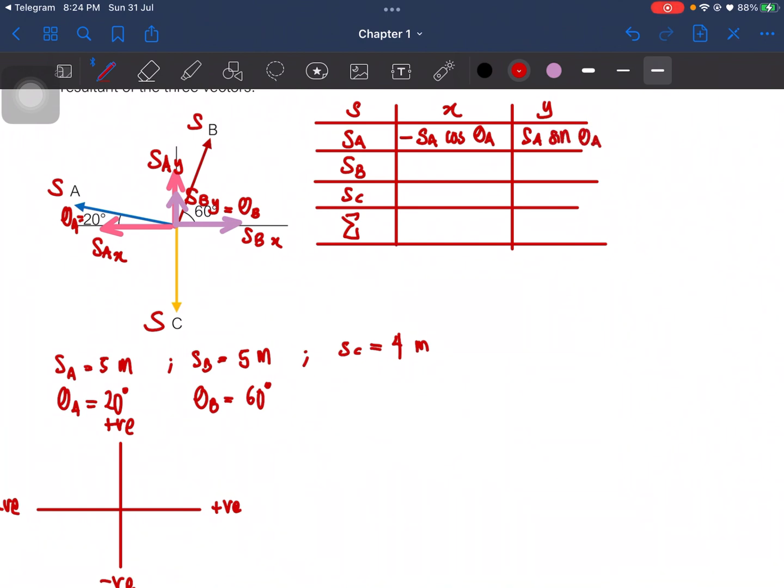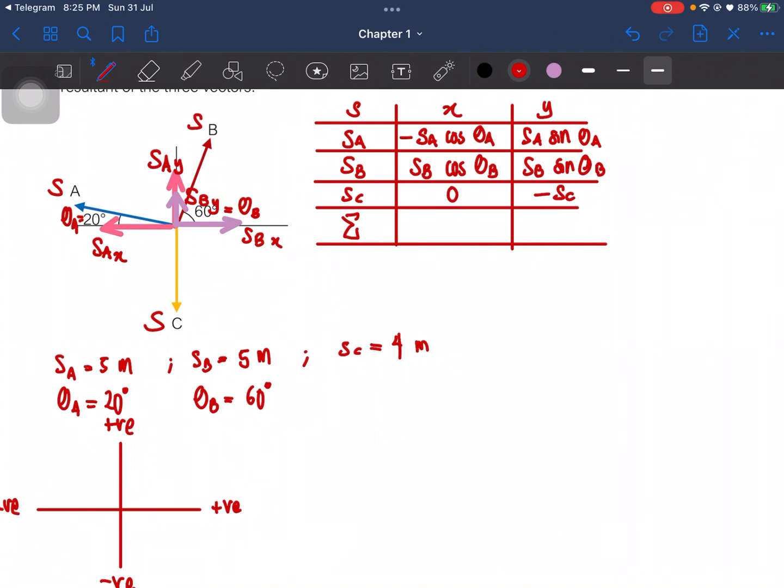Okay, and then for displacement B, it's gonna be B cos theta B, and this one is gonna be sine theta B. Okay, so for displacement C, the x component is 0 because it lies on the y-axis. So this is going to be negative displacement C because it is pointing down.